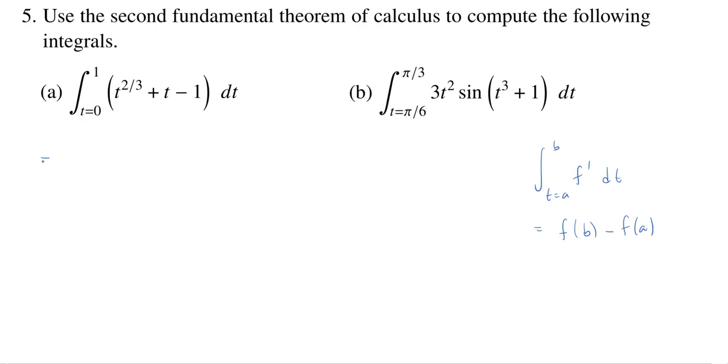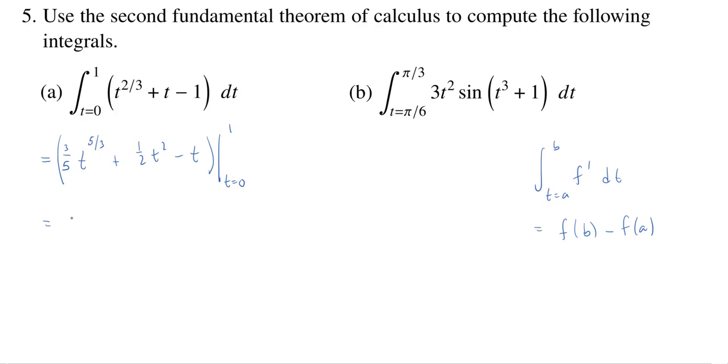an antiderivative. So let's see, an antiderivative for t to the 2/3. We're just using the power rule on that. We get t to the 5/3, and then we divide by 5/3, which is the same as multiplying by 3/5. Plus, we antidifferentiate t, and we get a half t squared. And then if we antidifferentiate 1, we get t. And we take all of that and evaluate it between 0 and 1.